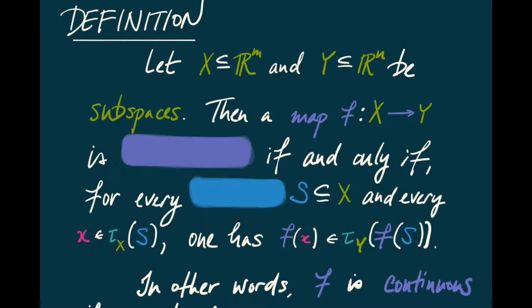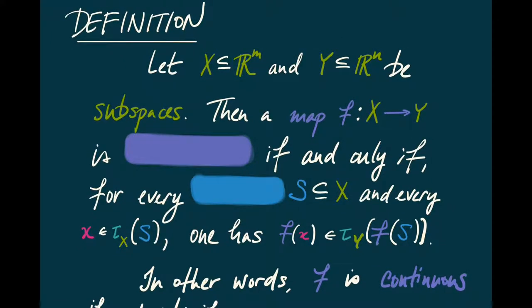Let X and Y be two subspaces of Euclidean space. Let me emphasize that the dimension of the ambient Euclidean spaces needn't be the same. M and N can be completely different. They have nothing to do with each other.